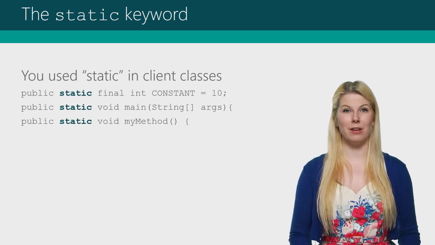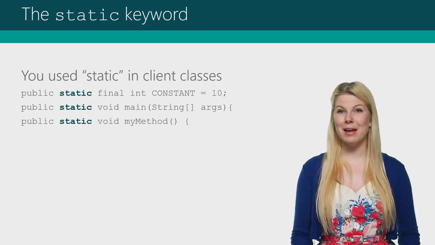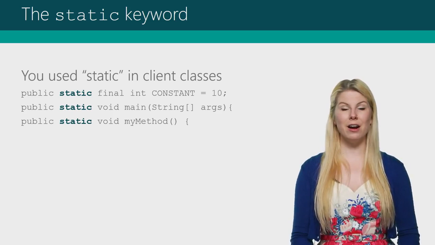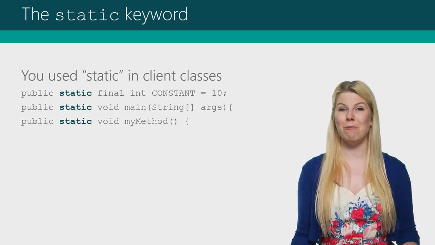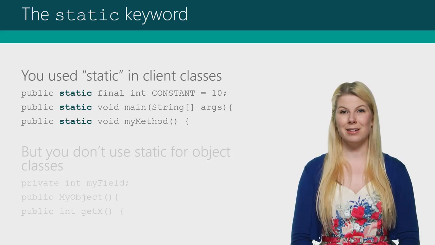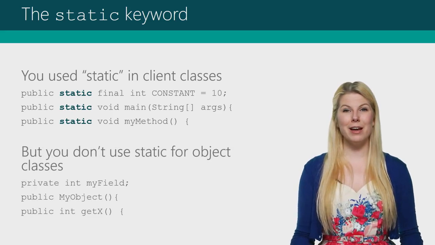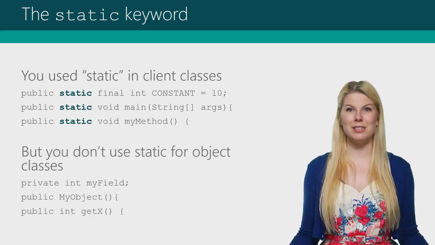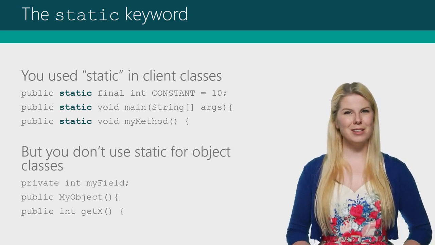It was in front of class constants, it was in the main method header, and it was in front of the header of every method we wrote within one of those types of classes. And then we started writing objects, and suddenly that static keyword disappeared. So what does static really mean?